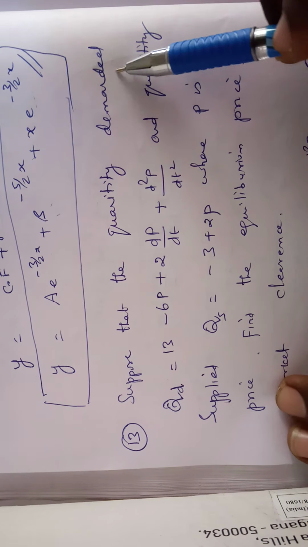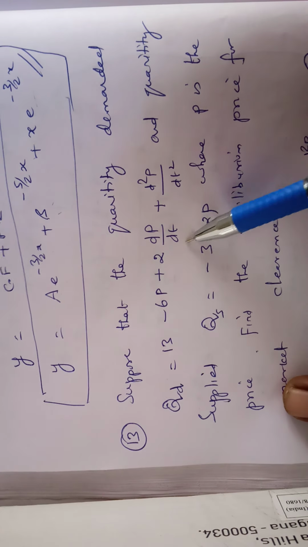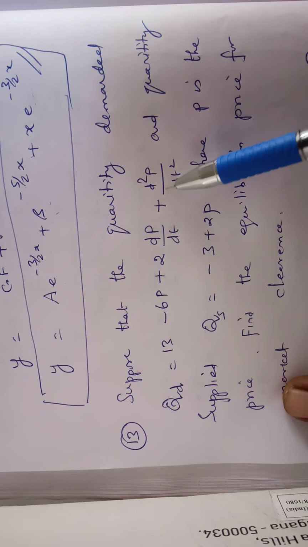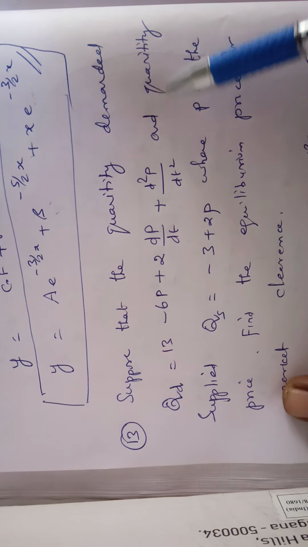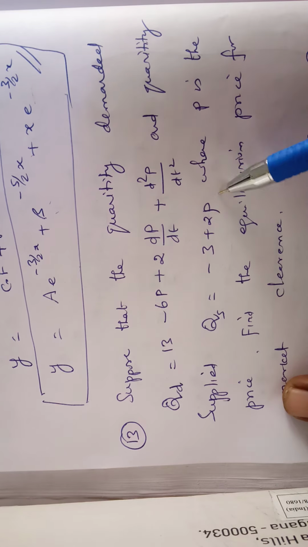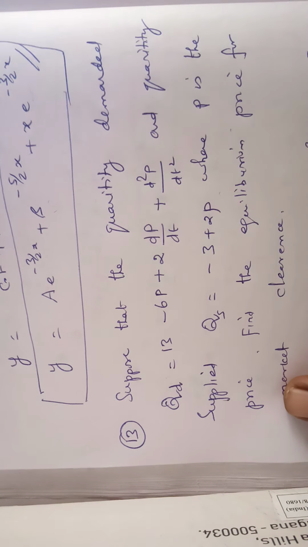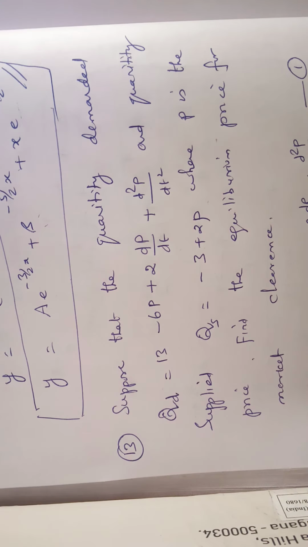Suppose that the quantity demanded Qd equals 13 minus 6p plus 2 dp/dt plus d²p/dt², and the quantity supplied Qs equals minus 3 plus 2p, where p is the price. Find the equilibrium price for market clearance.